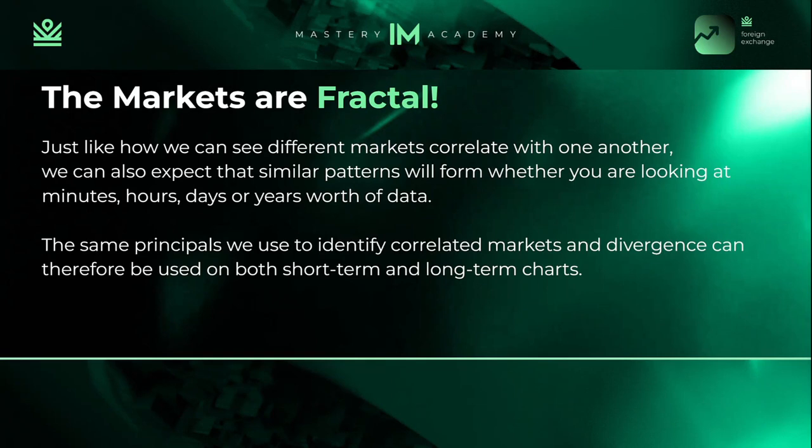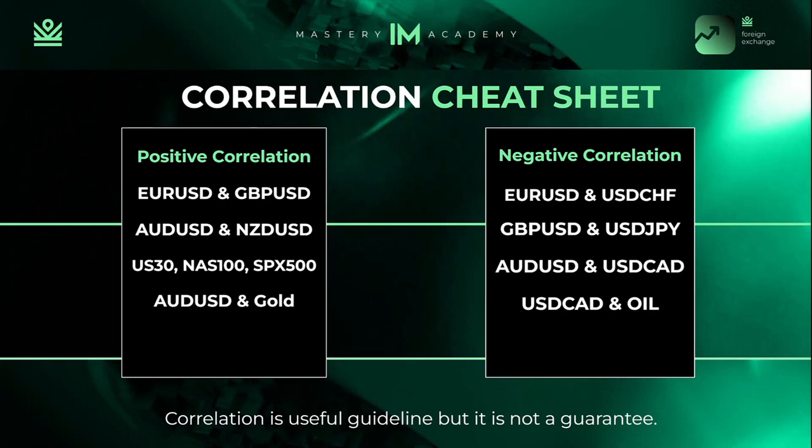Now, the cool thing about market correlation and these divergences we just looked at is that the markets are fractal. Just like how we can see different markets correlate with one another, we can expect that similar patterns will form, whether you're looking at minutes, hours, days, or even years worth of data. The same principles we use to identify correlated markets in divergence can therefore be used on both short-term and long-term charts. Now, here's a list of some helpful correlations to be aware of. This, of course, does not include every correlation that is out there in the markets, but it's a good reference point for you to begin your studies.